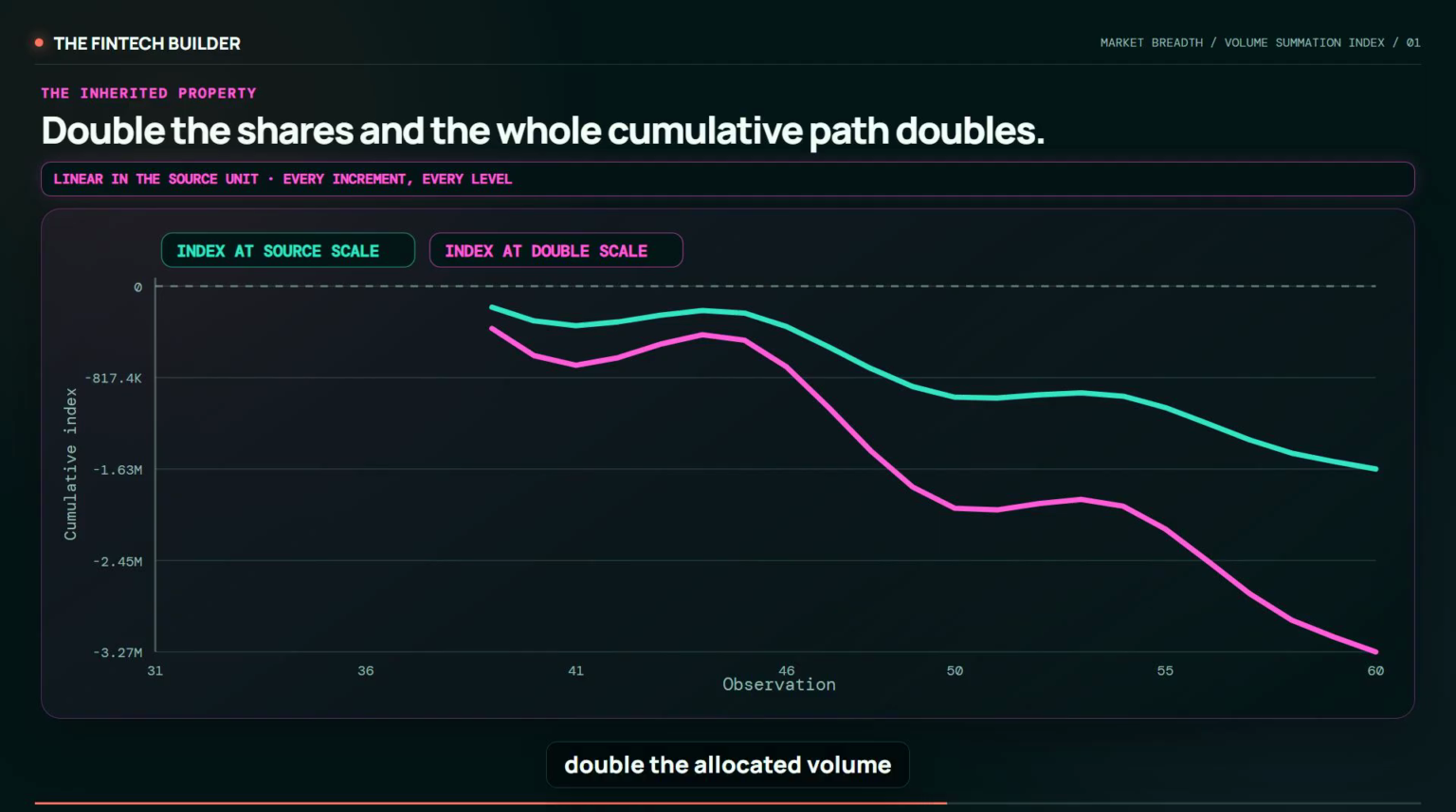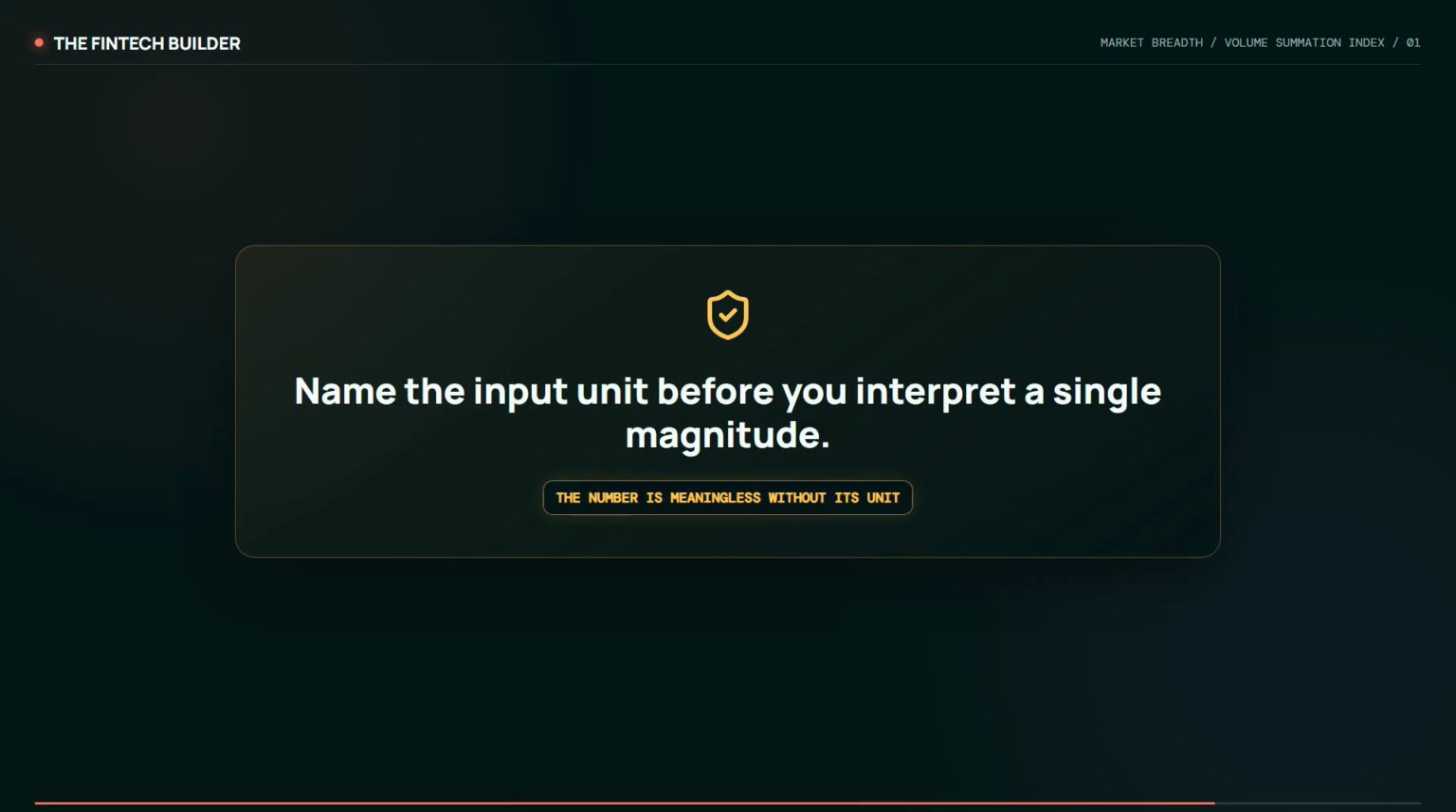Double the allocated volume across the whole series, and every increment doubles, so the entire cumulative path doubles with it. That is not a bug in the formula. It is the reason you must name the input unit before you interpret a single magnitude.